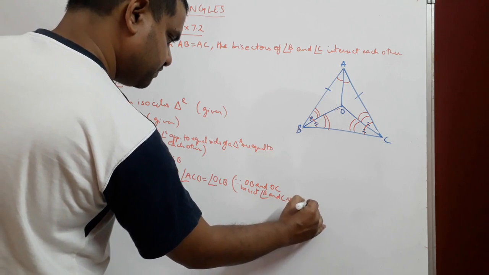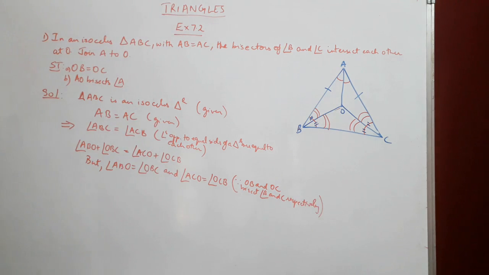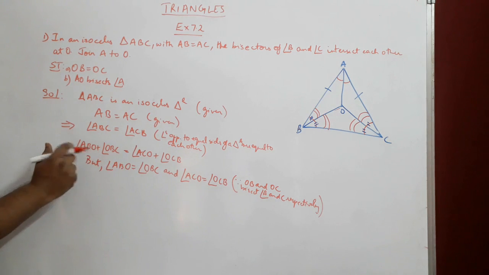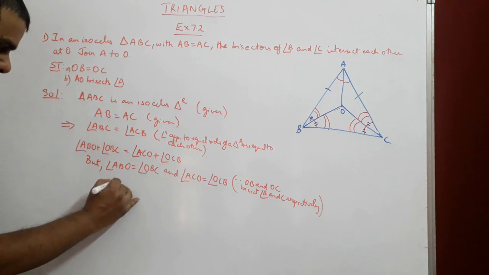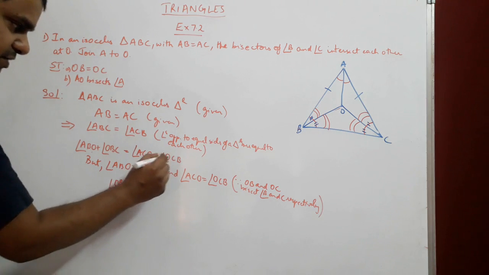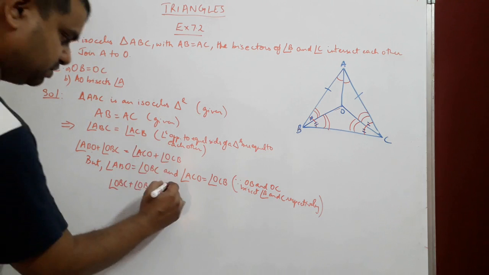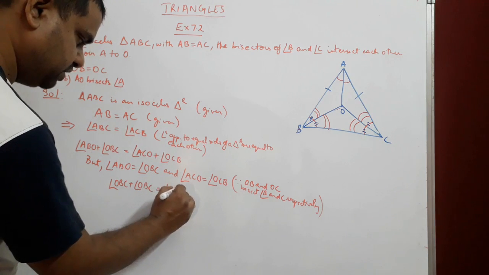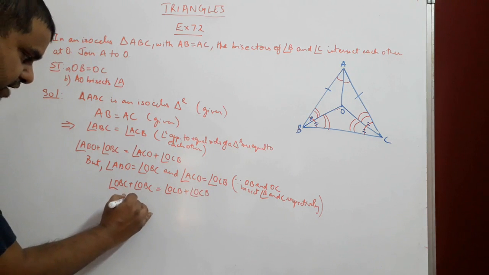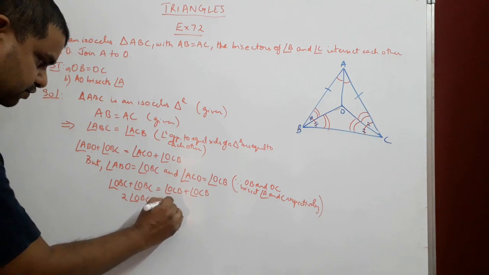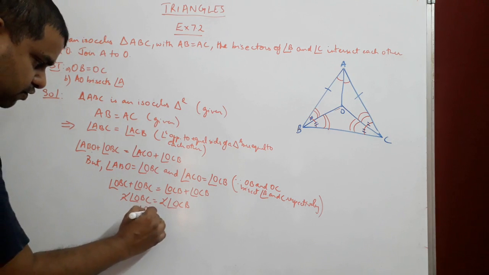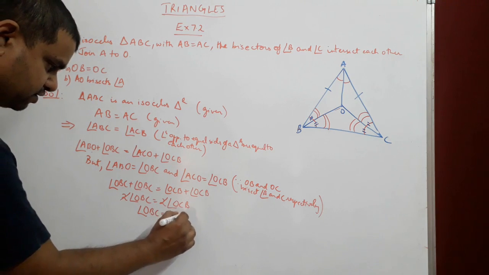Now that we know that ABO is equal to OBC, in place of ABO over here we can replace it by OBC. So it will be OBC plus angle OBC equal to, similarly over here, we replace ACO with OCB because they are equal. So OCB plus OCB. That gives us 2 times angle OBC is equal to 2 times angle OCB. Cancel this out and we are left with angle OBC is equal to angle OCB.